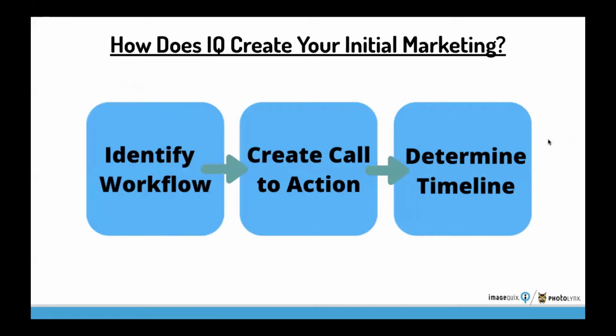So we're going to move into now how IQ creates your initial marketing. Like I briefly mentioned, we use a 3-step process to kind of simplify it down. First, we identify your workflow, then we create your call to action, and finally, we determine your timeline.